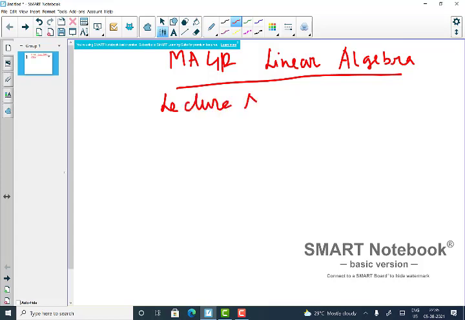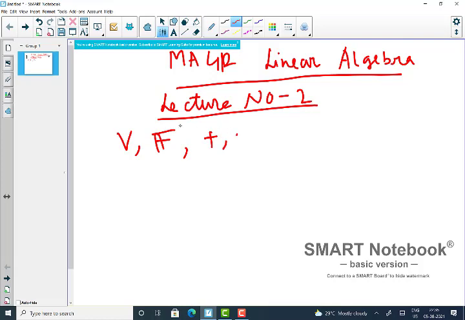Lecture number 2. Now recall that in our last lecture we defined something called a linear space or vector space. This is a kind of ordered tuple: you have a non-empty set, a field, and two operations, a quadruple, and they satisfy certain conditions. And then we defined something called subspaces. So linear space was defined already.